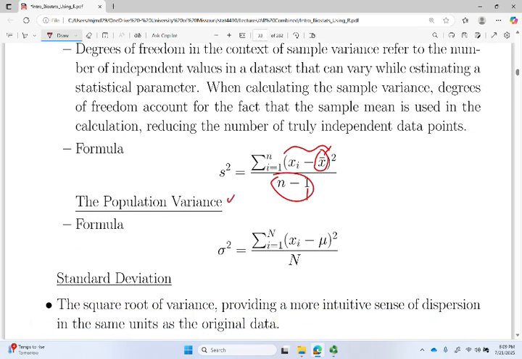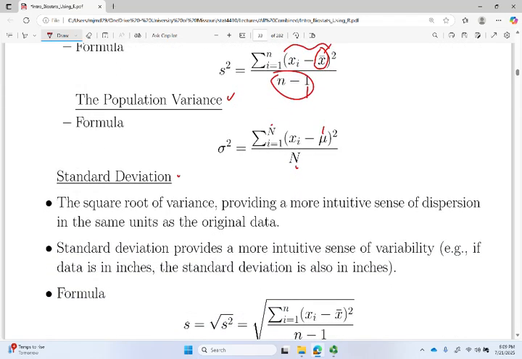Now, if we look at the population variance, that means we know every single data point, all capital N of them, and we're looking at the squared distance from the mean. Here, we're not estimating the mean because we know it. We know every single value, so we can calculate it very precisely. And then we just average the squared distances from the mean.